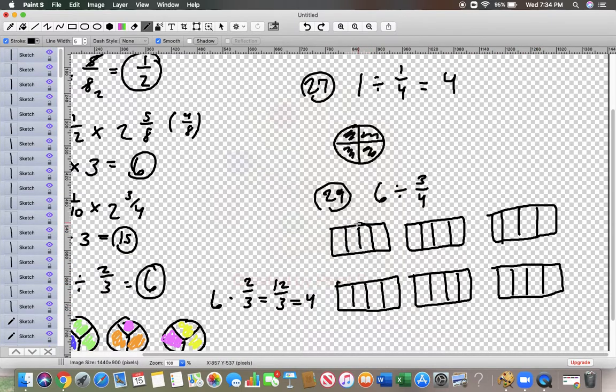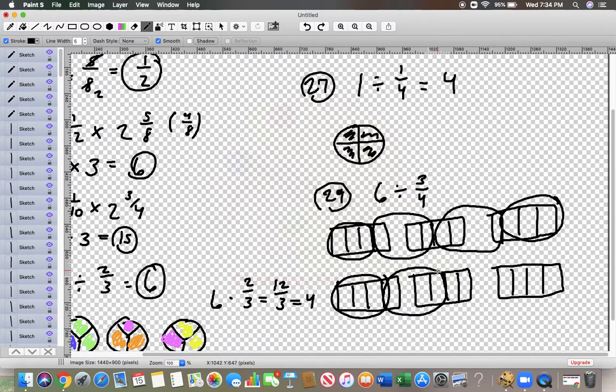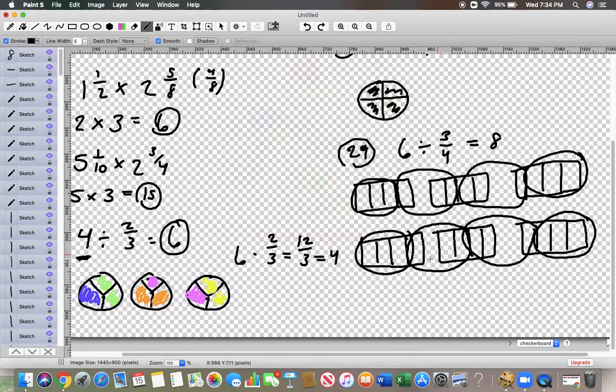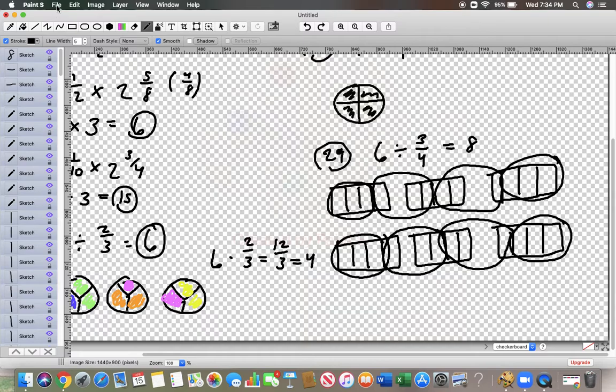So here we go. There's one set of 3/4. There's 2 sets. There's 3 sets. There's 4 sets. There's 5. There's 6. There's 7. And 8 sets of 3/4 that we were able to get out of 6. And then let me get a new piece of paper. We're almost done here.